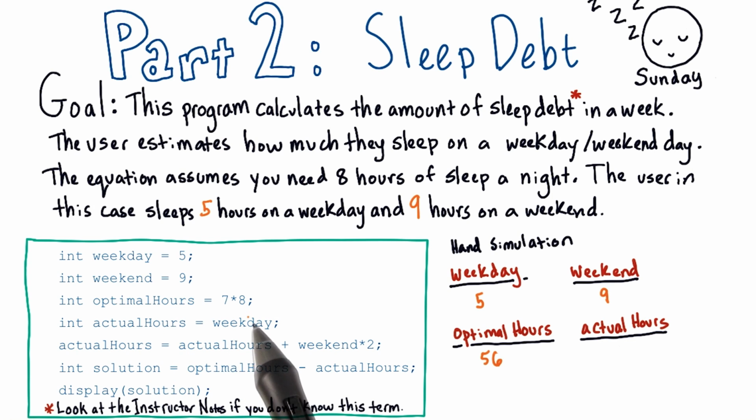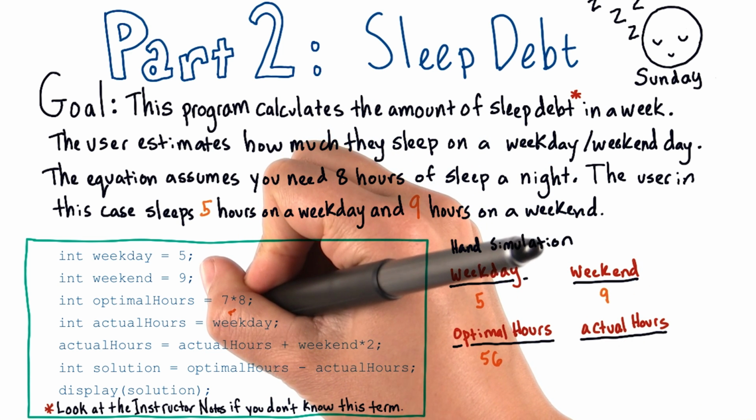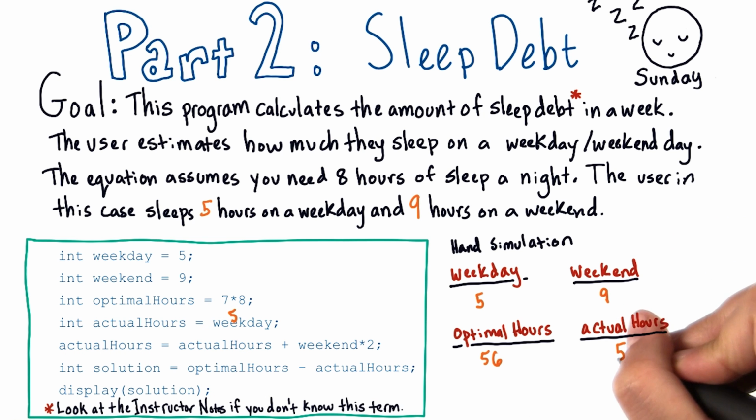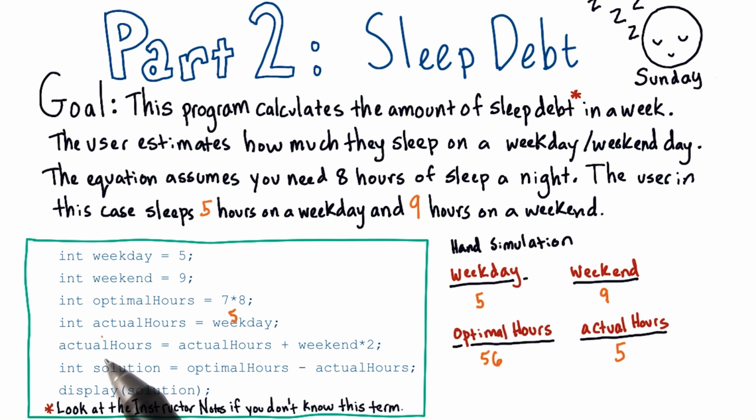It's not some past value of weekday or a future value of weekday. And we're keeping track of what the current value of weekday is over here. So I could just look here and see that it's 5. So I should really think about this as the number 5. So it's saying int actualHours is equal to 5. So I'm going to go ahead and write that there. Okay, we'll move on to the next line.